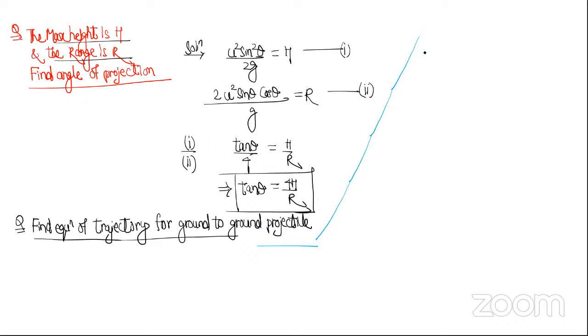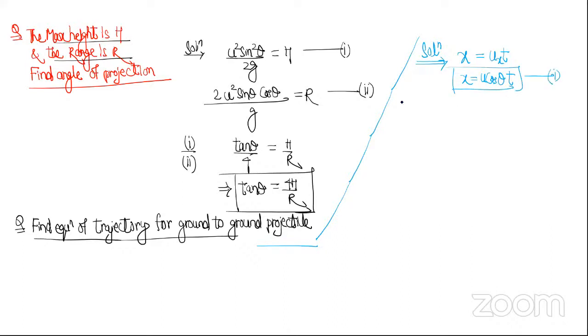So look, I am solving here. Match it. So x is how much? Ux into t. That means x is u cos theta t. This is the first equation.